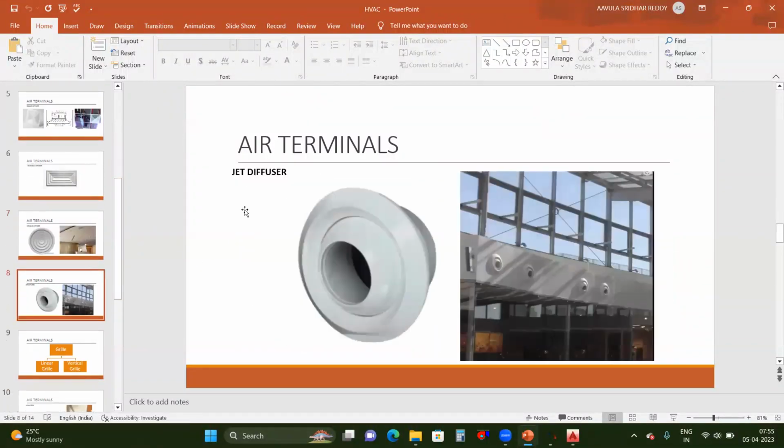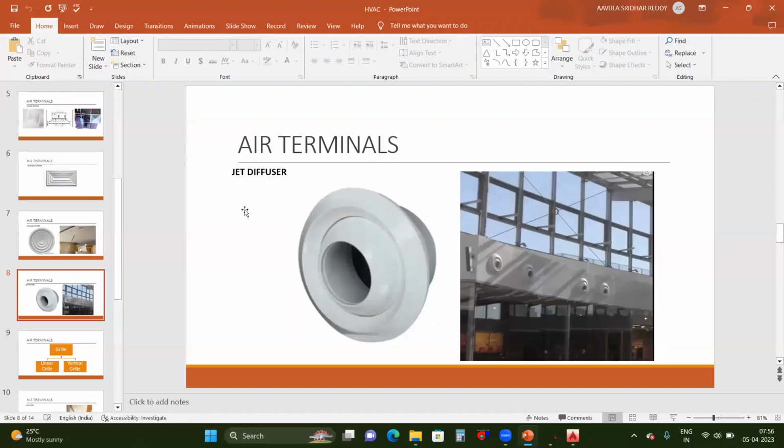Okay, and next is the jet diffuser. So a jet diffuser will look like this. A jet diffuser is used where high velocity is required. Okay, high velocity, so the throw distance of the airflow is very high. If we have to throw, for example, 2 meter, 3 meter, or 4 meter, we can use this jet diffuser. For a 4 meter, 5 meter throw, we can use this jet diffuser.